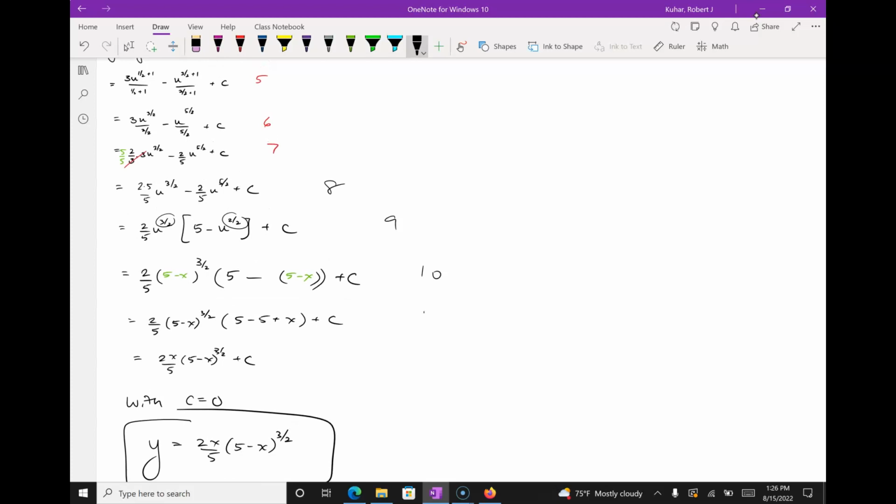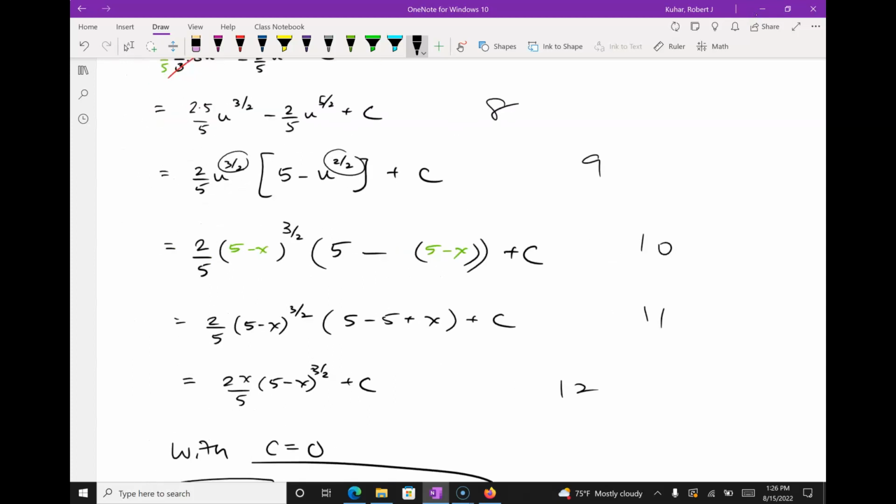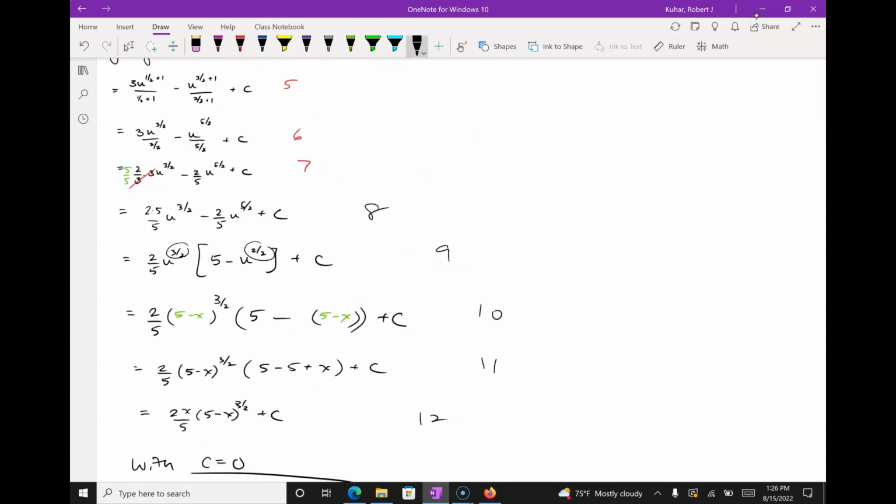So I'll show you again how I got my students that had a hard time factoring to get it, right? I'm going to go back to here, okay? Notice that I have a 2/5 times a 5 times a u to the 3/2 minus a 2 over 5 times a u to the 3/2 times a u to the 2/2, right? And then I can see in green what can be factored out.